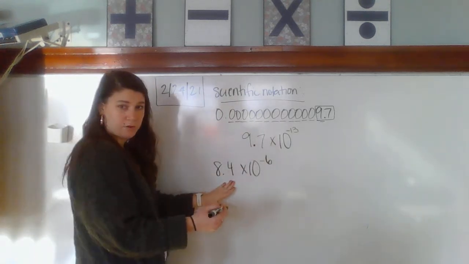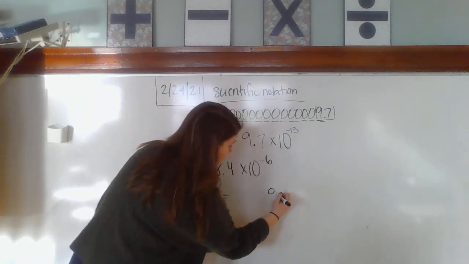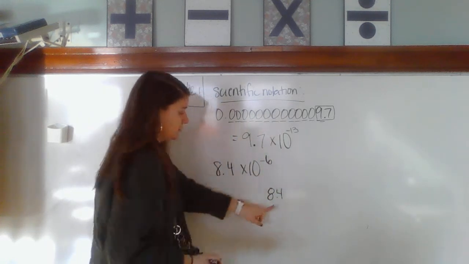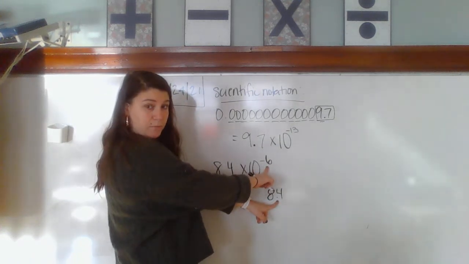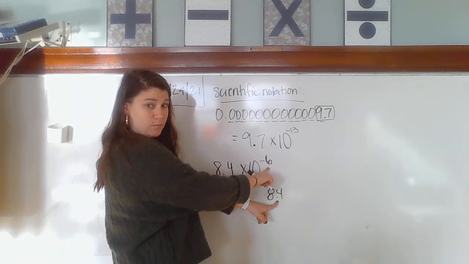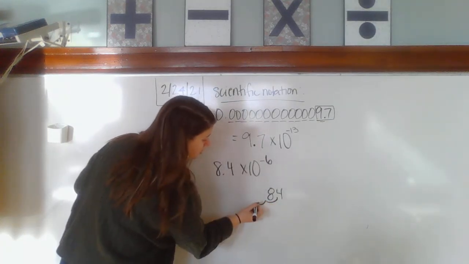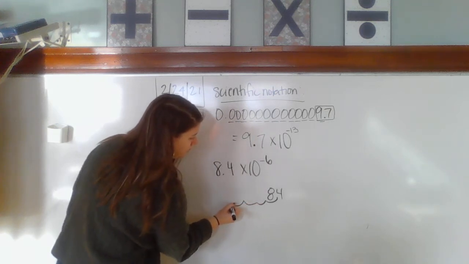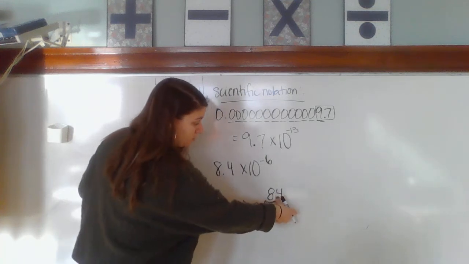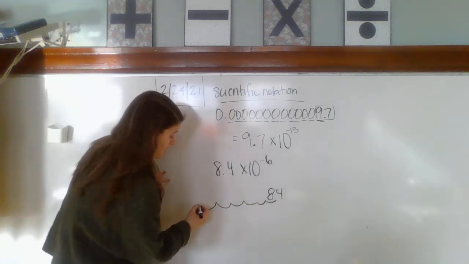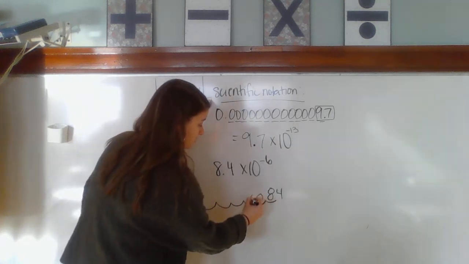Just remember, start with your coefficient. So I'm going to rewrite my coefficient. And my decimal place is between the 8 and the 4. It's a negative 6, so I know I'm going to move it 6 places, and because it's negative, I'm going to go to the left. So 1, 2, 3, 4, 5, 6. I'm taking it out from between the 8 and the 4, and I'm putting it over here, and everything else is going to just get a 0 to fill in.